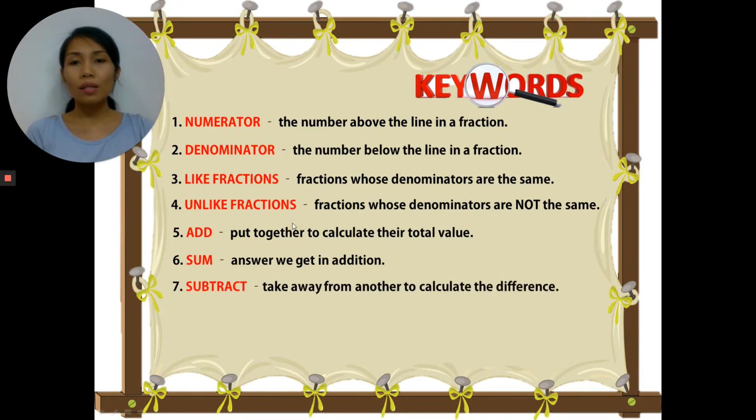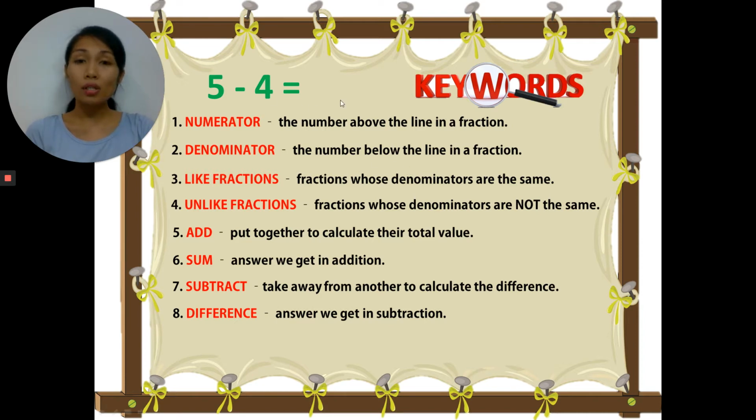Same thing with subtraction. When we subtract, it's the opposite of addition. When we add, we put together, but when we subtract, we take away from another to calculate the difference. Like here, 5 minus 4. You see the plus sign is now a minus. Minus is the symbol for subtraction. The answer of subtraction is called the difference. So here, the difference of 5 and 4 is 1.